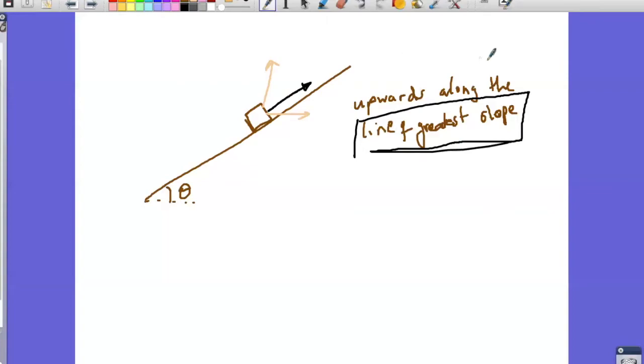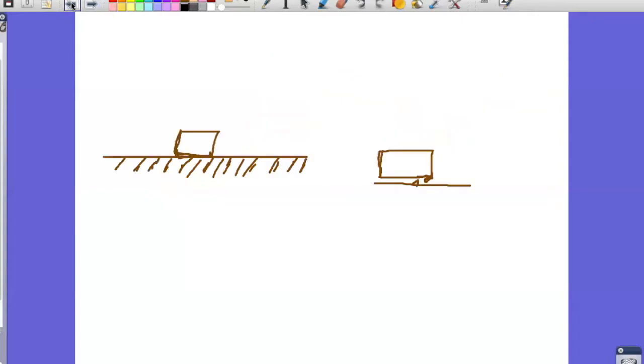Sometimes you may hear along the line of greatest slope. Sometimes you may hear parallel to the slope upwards or something. So they may interchange. So you should know what is line of greatest slope then.